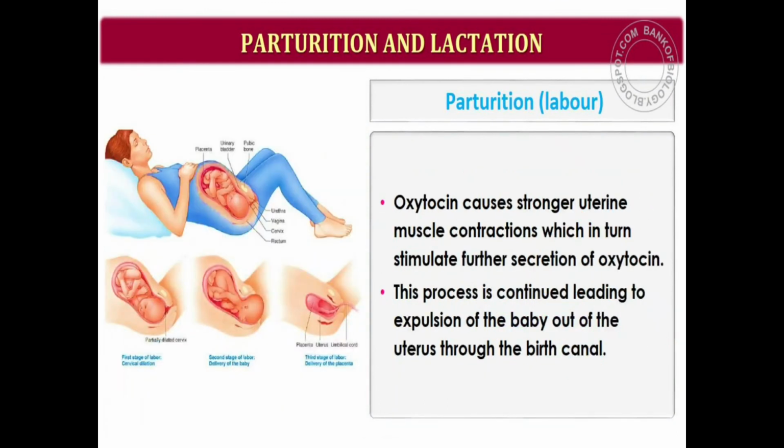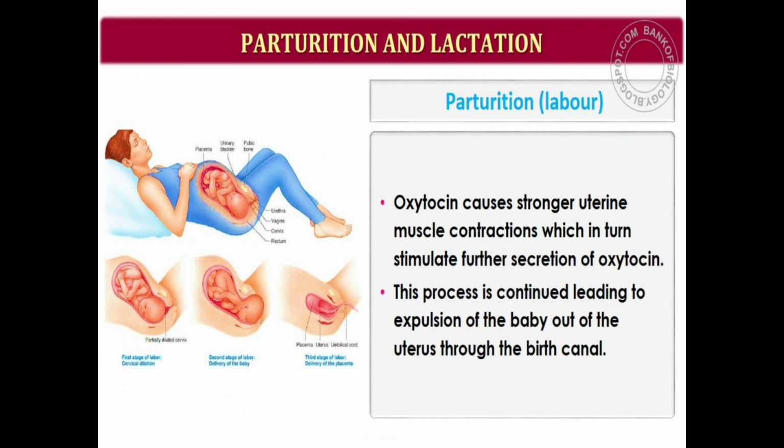Next, soon after the oxytocin is released, it causes stronger uterine muscle contraction. We know which layer of the uterus undergoes contraction. Yes, that is the myometrium, remember. This in turn stimulates further secretion of oxytocin. Whenever there is a stronger uterine muscle contraction, a little more oxytocin is secreted from the mother's pituitary. So this process continues, leading to the expulsion of the baby out of the uterus through the birth canal.